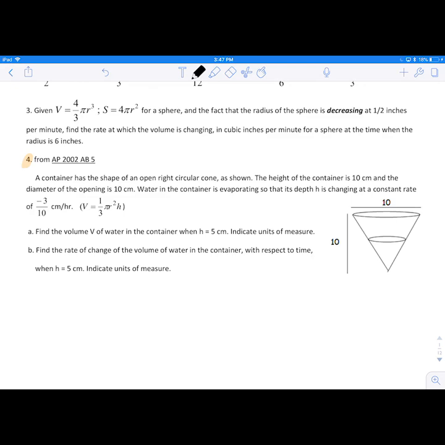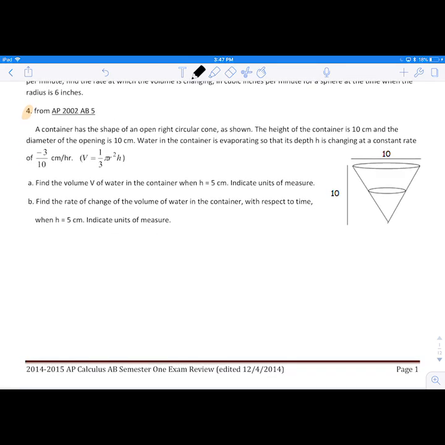Alright guys, so we're gonna solve number 4 from the exam review. This is the only problem that was requested for me to do, so that is what we will do, and any other problems we can cover tomorrow in class.